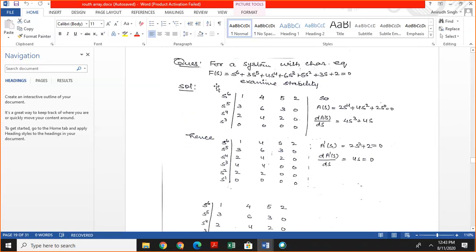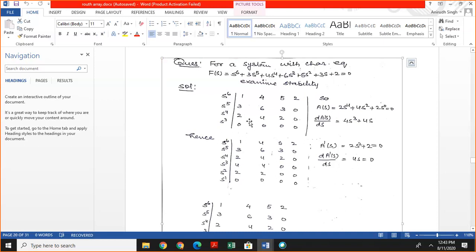Next question: this is the characteristic equation, examine the stability of this system. The first rows are 1, 4, 5 and 2. The next row is 3, 6, 3, and then the next row is 0. When a row is 0, form the auxiliary equation from the row just above this row.